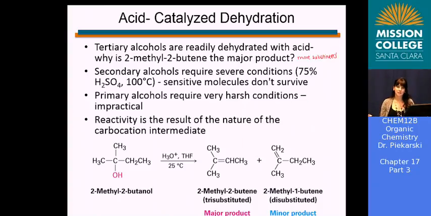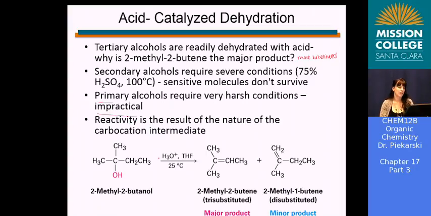Now, if you want to make an alkene from a secondary alcohol, don't use these conditions, okay? Or from a primary alcohol. It's really hard to dehydrate primary alcohols, by the way. You're going to end up having to convert it into an alkyl halide and then do an elimination or something like that. But secondary alcohols, it would require very harsh conditions, and most molecules wouldn't survive. So this is only very useful for tertiary alcohols. And like I said, it's very impractical to do a primary alcohol. It's just not going to happen.